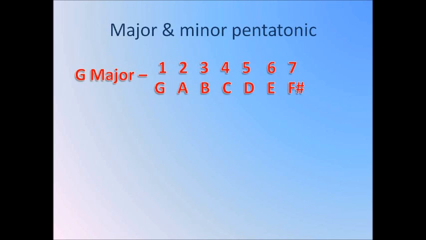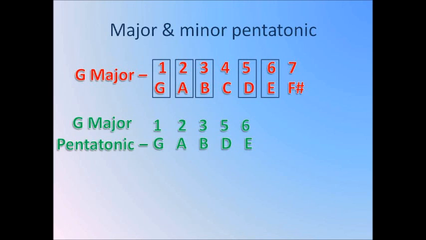Now, deriving the major pentatonic from the major scale is relatively straightforward. We take the scale degrees of our major scale, 1, 2, 3, 4, 5, 6 and 7, and knowing the scale formula for the major pentatonic is 1, 2, 3, 5 and 6, we select them and there we have our major pentatonic scale. In the key of G major, these notes would be G, A, B, D and E. So when we play melodies and solos using these 5 notes, it gives us the major pentatonic sound.